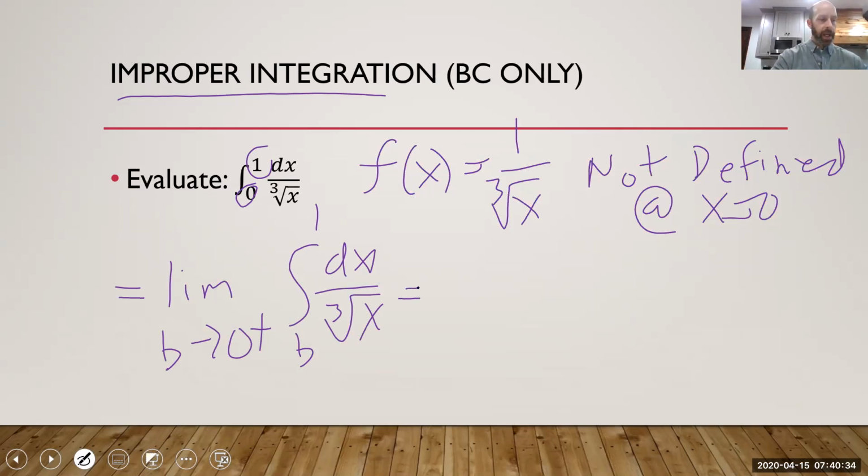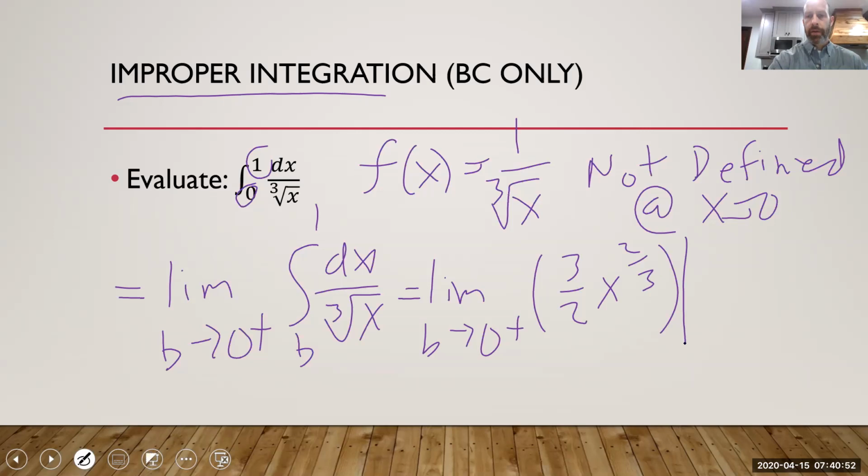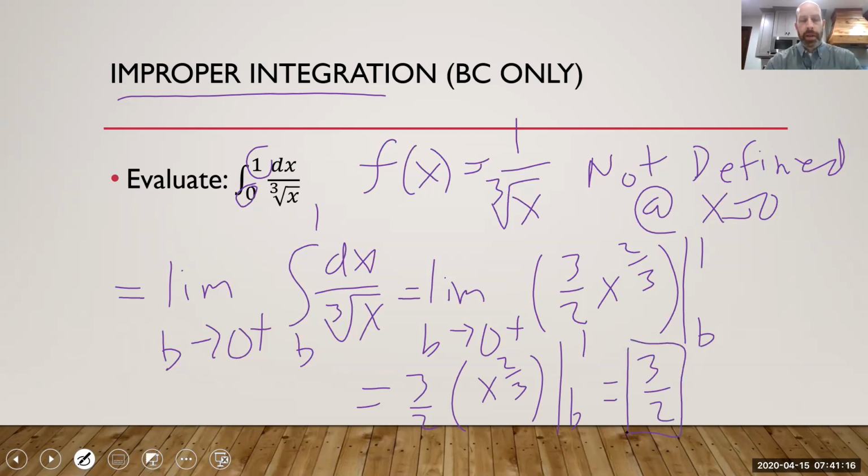And so we find the antiderivative, and I'm going to kind of skip a step here just to make this go a little bit faster. When you find the antiderivative here, you're going to get 3 halves x to the 2/3. And we've got to evaluate that from b to 1. So then we're going to get 3 halves, and then we're going to have to evaluate this x to the 2/3 from b to 1, and in essence, you're going to end up with an answer of 3 halves. But this would be the notation that you would use to do that.